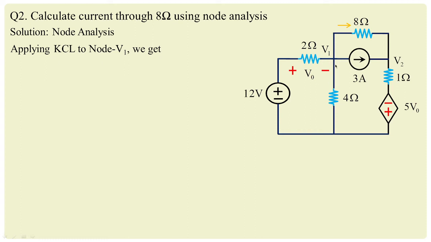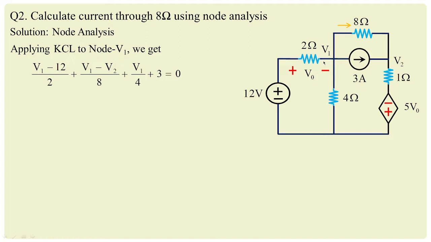With this, applying KCL to node 1. So V1 is here. To this node, how many branches are connected? You have 12 volts in series with 2 ohms, that is one branch. You have 4 ohms, that is another branch. 3 amperes source current, another branch. 8 ohms connected between V1 and V2, that is another branch. So you have 4 branches connected to this particular node.